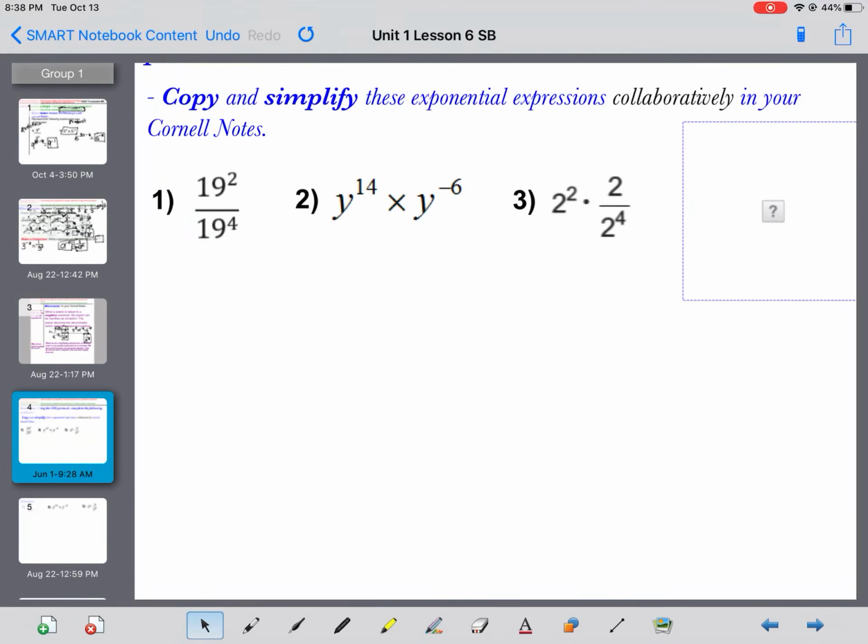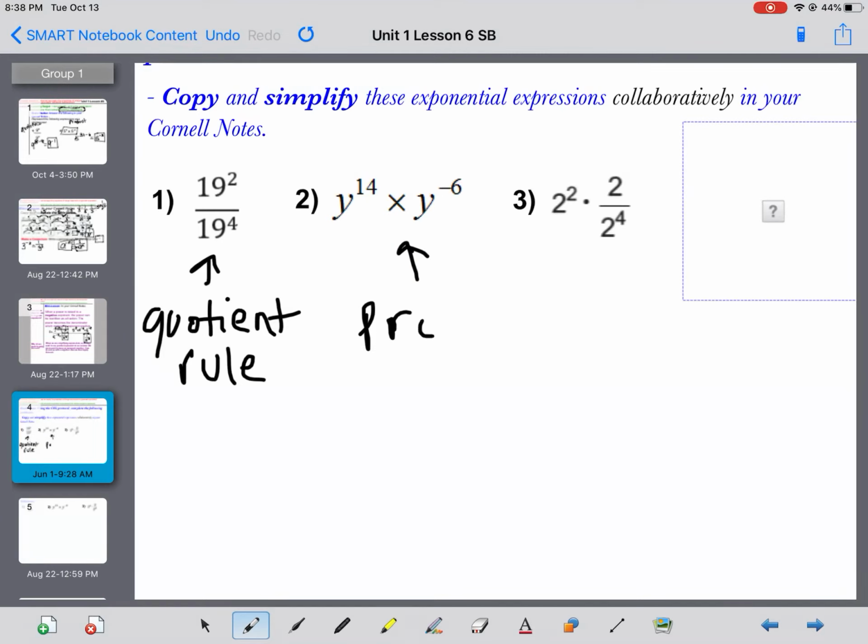The work time is not just us practicing being given a negative exponent. We have to actually apply these rules. So this is going to be the quotient rule. This is going to be obviously the product rule.